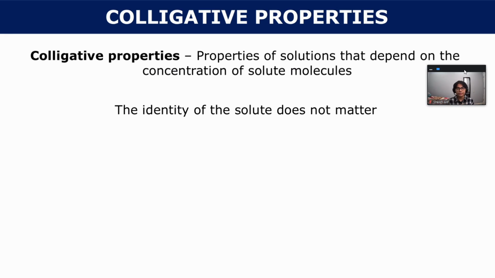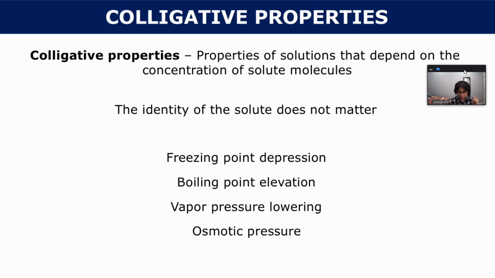And you might see from the definition that what we don't care about is the identity of the solute. So it doesn't matter what type of solute you're adding to the solvent. What just matters is the concentration of those solute molecules. There are four colligative properties: freezing point depression, boiling point elevation, vapor pressure lowering, and osmotic pressure.